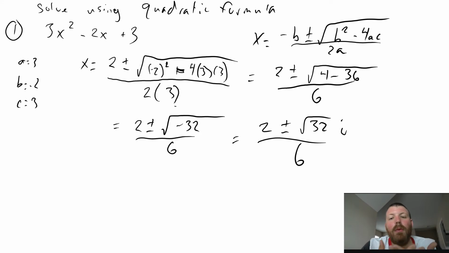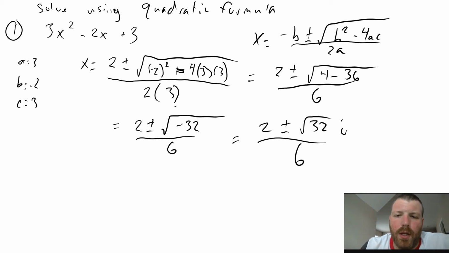Now we can maybe reduce this a little bit more, but the idea is that there's going to be an i located on the outside of this thing. And remember, you have two answers here. So you have 2 plus or minus the square root of 32 over 6 times i. So you could break down the 32. You could break down some different things. You could take 2 out of everything, and some different things like that.